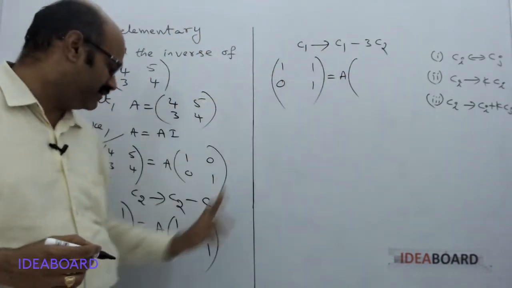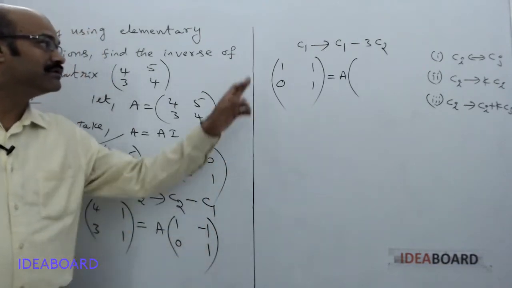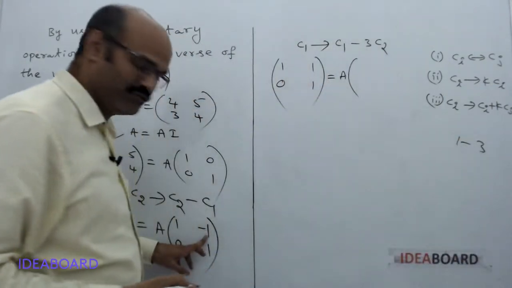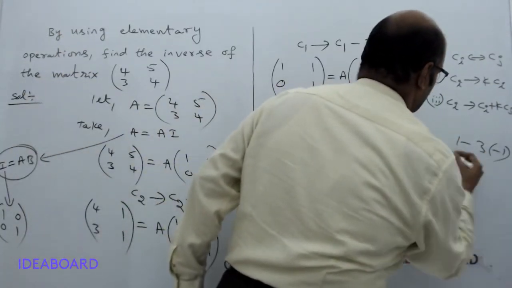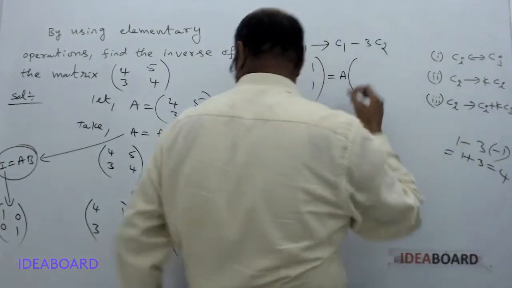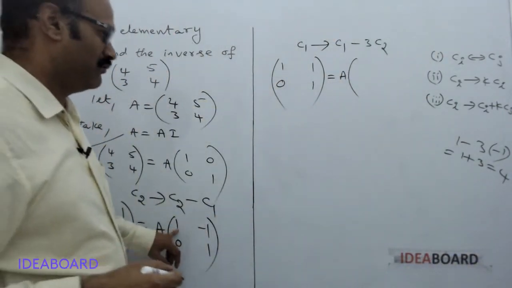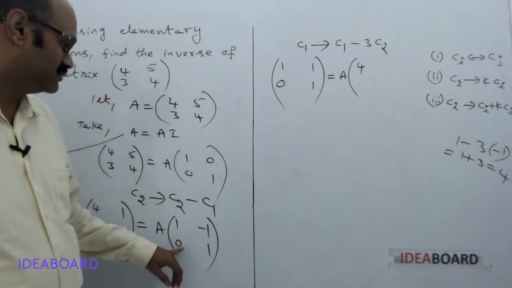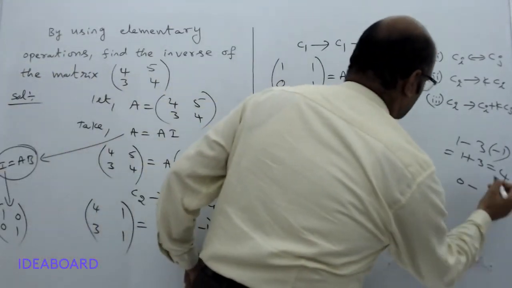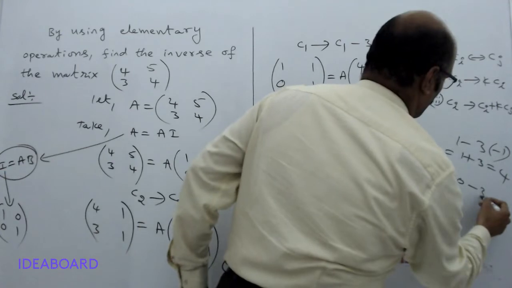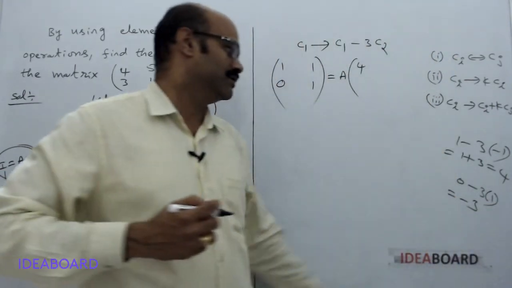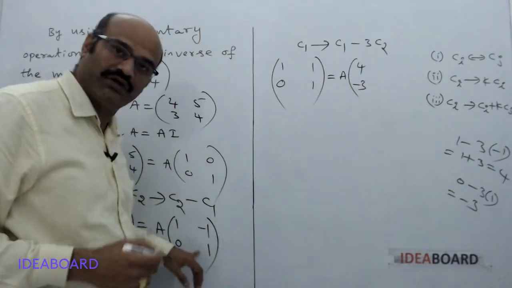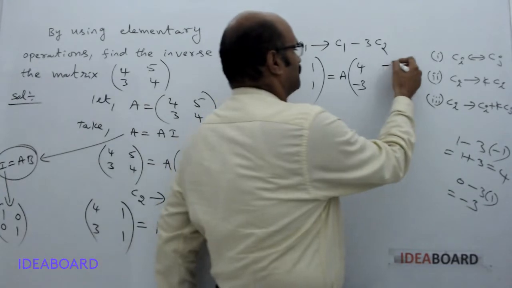the same operation should be applied to this matrix. Now C1 minus 3 into C2: you have minus 1, so 1 plus 3 equal to 4. The first element is 4. Next, 0 minus 3 into 1 equal to minus 3. So let me write the element minus 3 in this place. No change in C2, so let me write C2 the same, minus 1, 1.